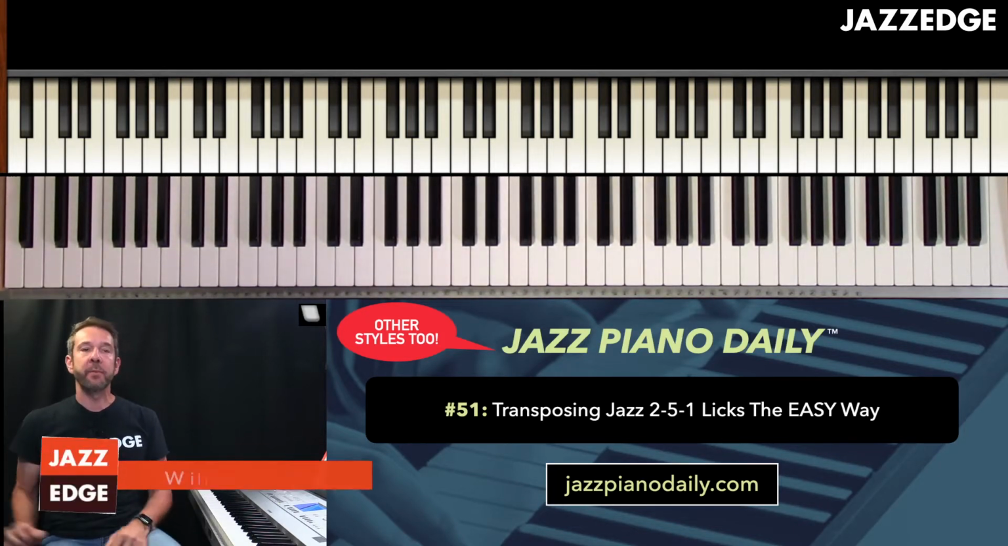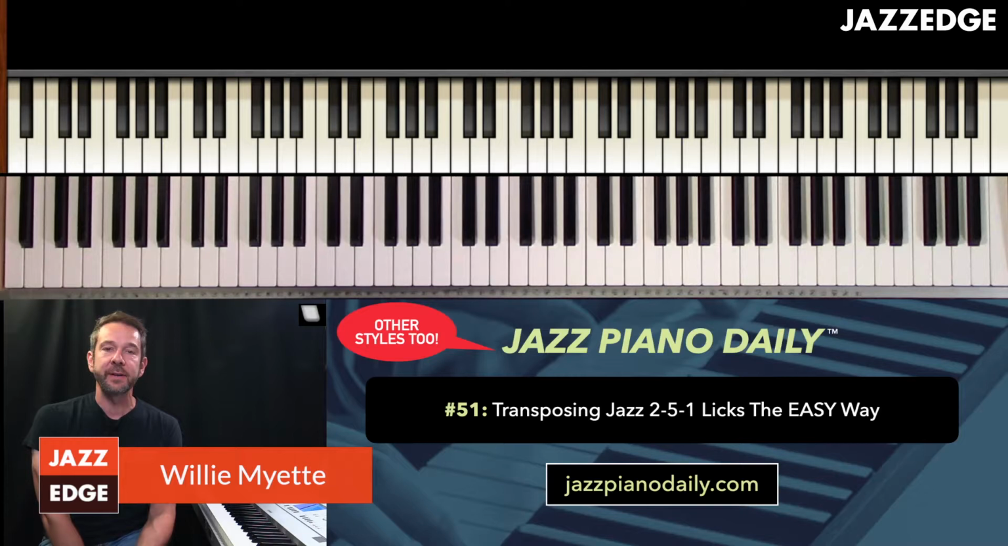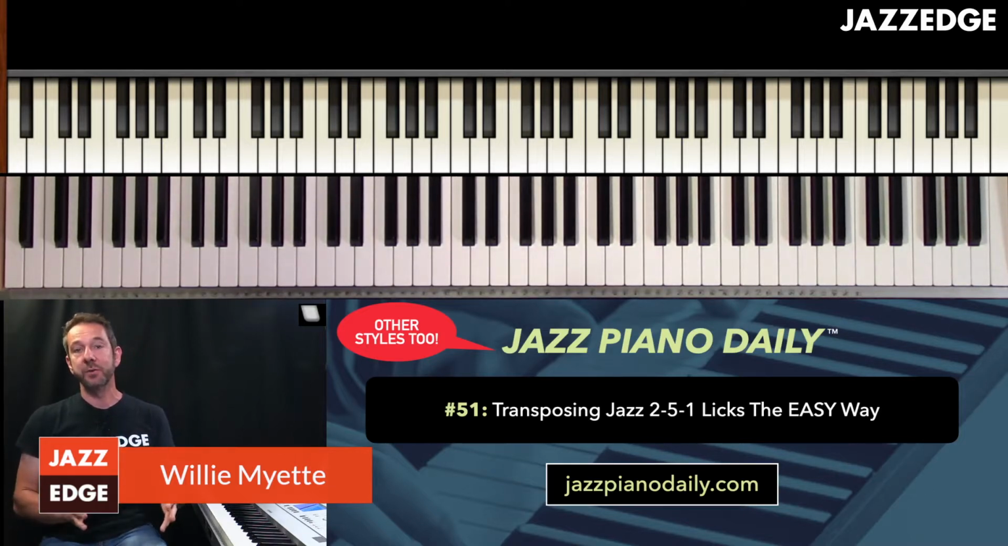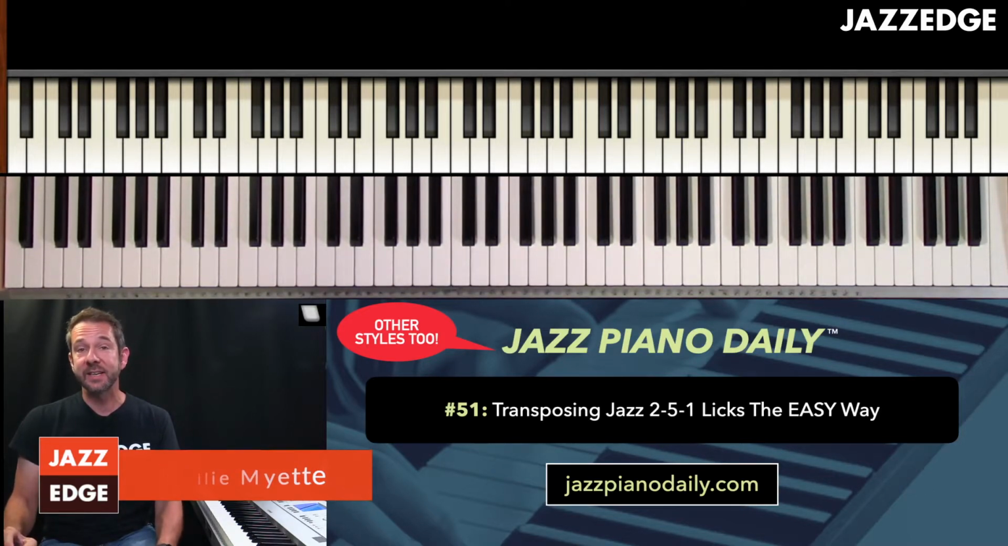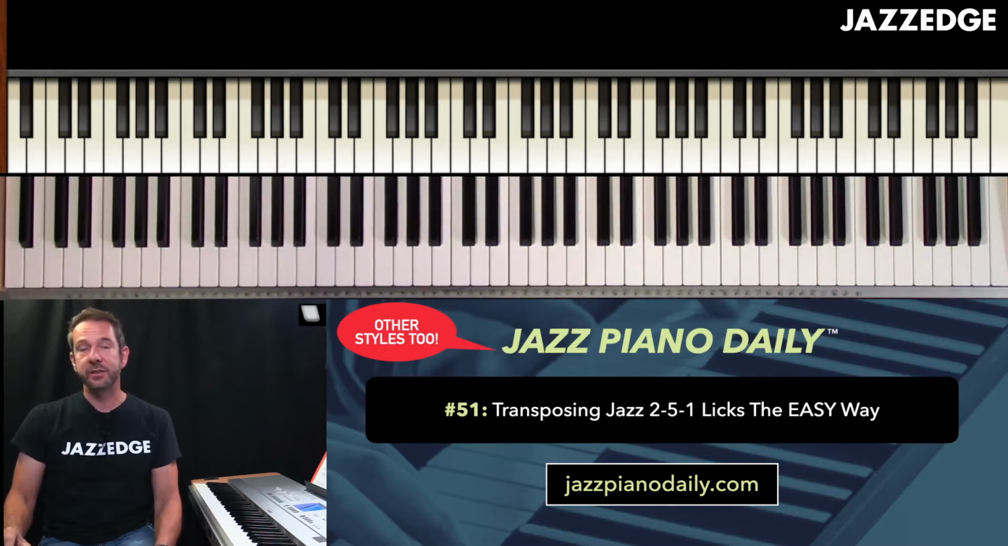This is number 51, and today we are going to be talking about how to transpose these 2-5-1 licks into new keys. So let's jump right in.